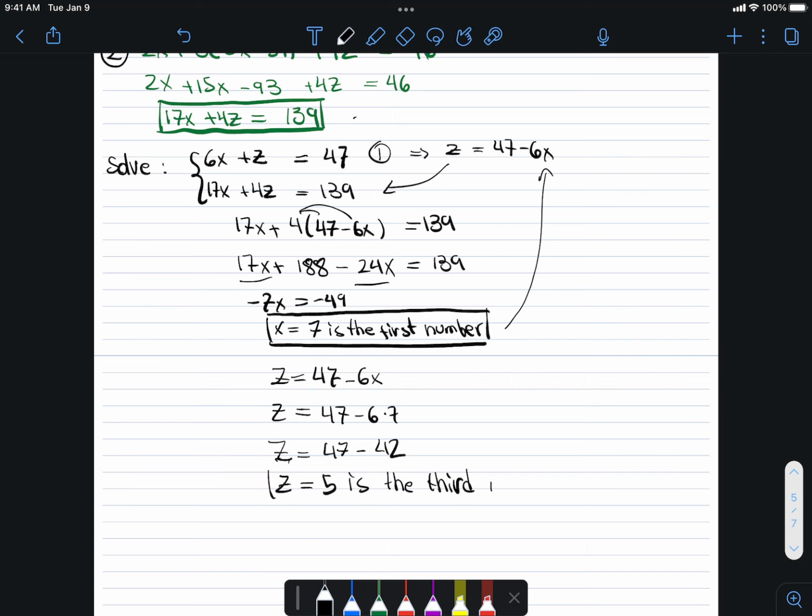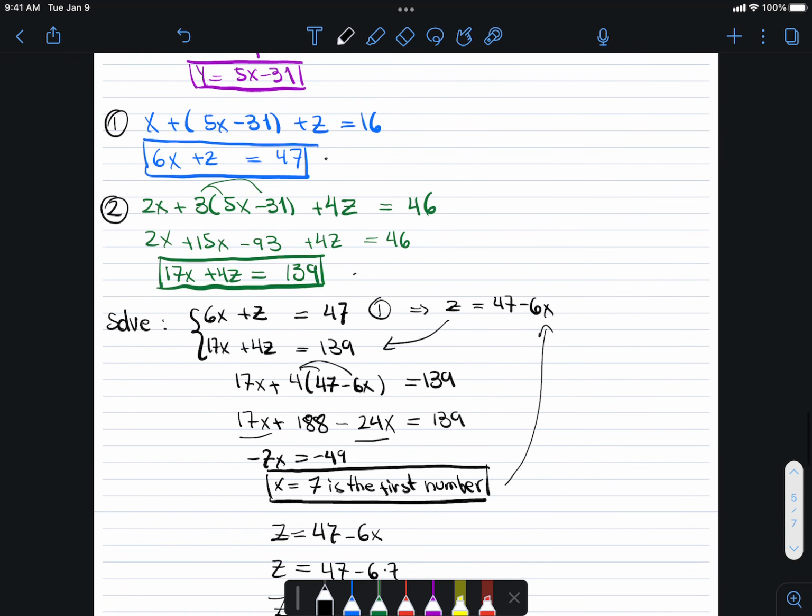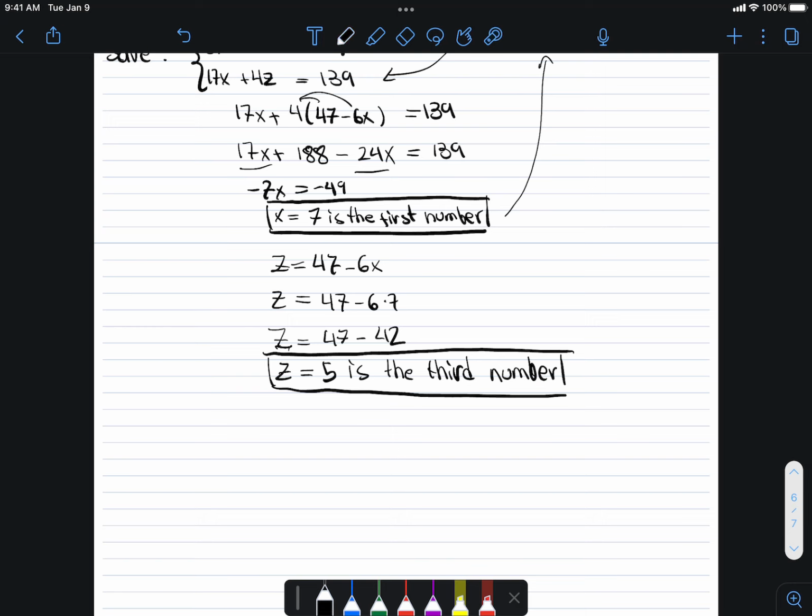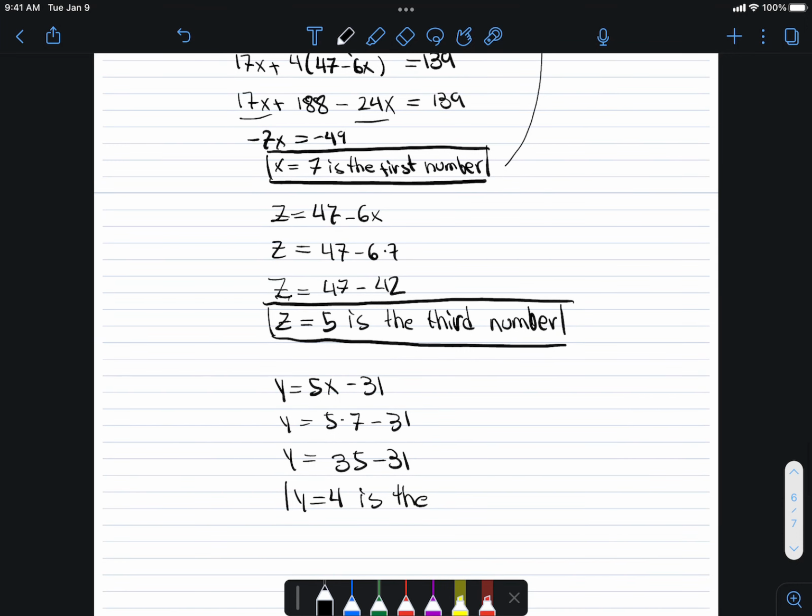Not the second. It's important to remember. That's why we gave them names. And then I can backtrack all the way to the purple equation that I had, y equals 5x minus 31, to find y. So y equals, x was 7, so 5 times 7 minus 31. That is 35 minus 31, so that is a 4. I could also have gone to the first equation that says the sum of the three is 16, right? That would have given me y equals 4 as well.